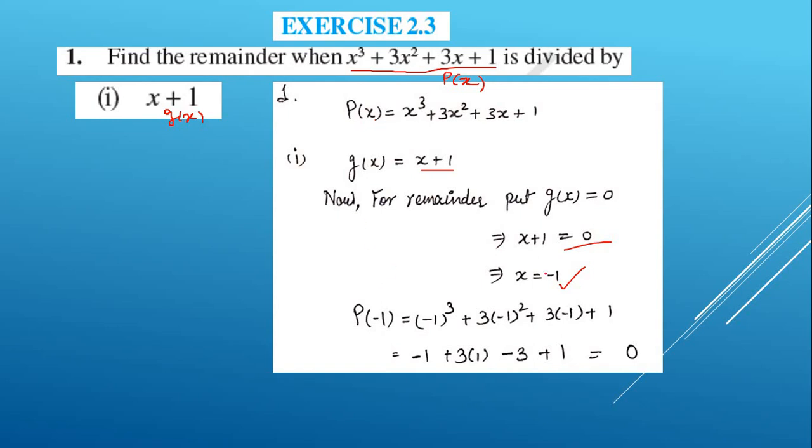So if I put x equal to minus 1 in this given polynomial, I will get p of minus 1, which will give you minus 1 cube plus 3 into minus 1 square plus 3 into minus 1 plus 1. When you solve this, you will get minus 1 plus 3 into 1 minus 3 plus 1. So when you solve it, 3 minus 3 get cancelled, 1 minus 1 get cancelled, so you will get 0. So in this way, without doing the division, we can find the remainder.